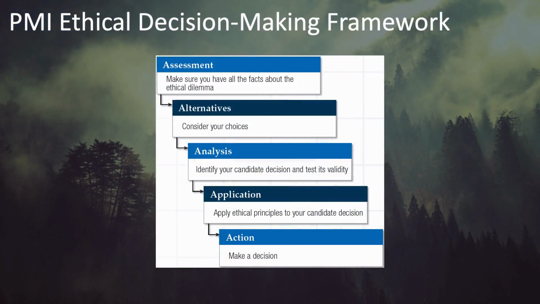To review, the PMI Ethical Decision-Making Framework consists of 5 steps: assessment, alternatives, analysis, application, and action. Assessment is making sure that you have all of the facts about this particular ethical dilemma or question that you face. Alternatives is where you consider your choices. Analysis is when you identify your candidate decision and test its validity. Application, you apply some ethical principles to your candidate decision. And then in action, you make a decision and then act on it.